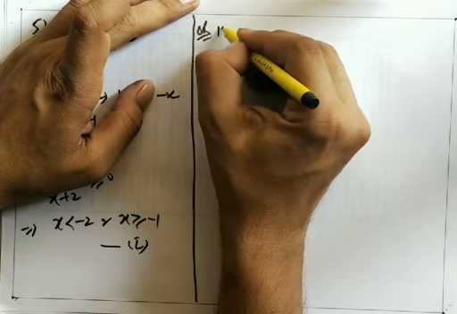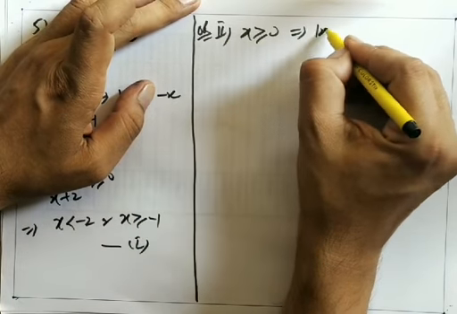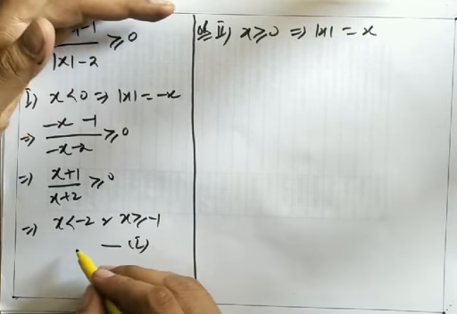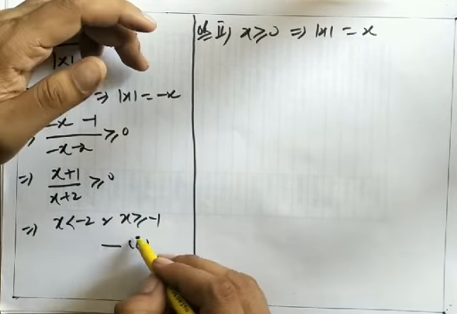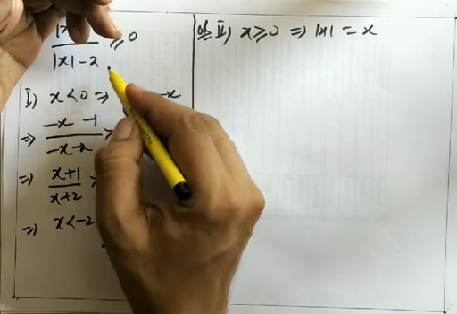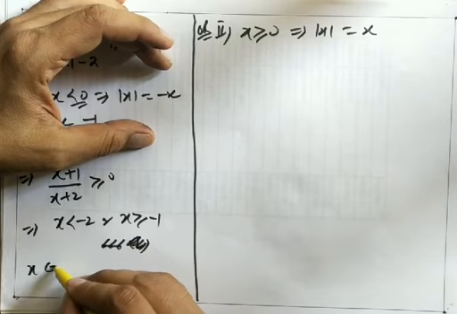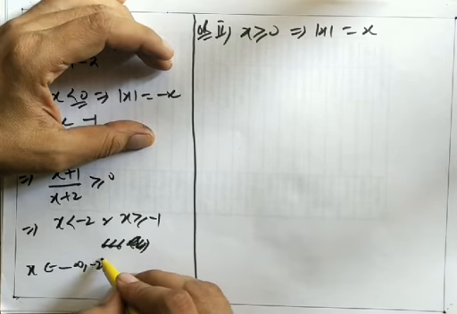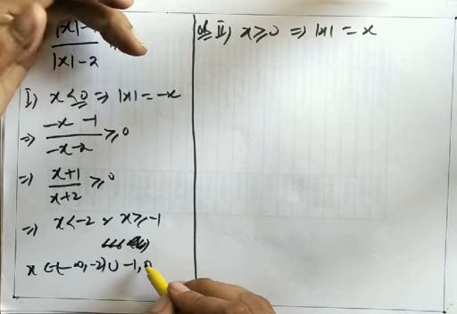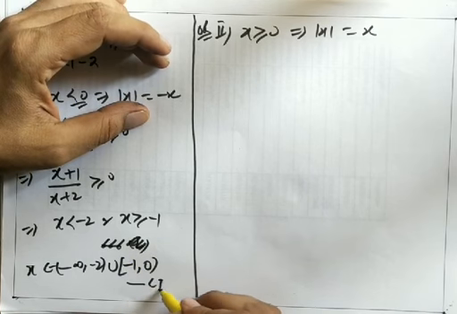For the second case, x is greater than or equal to 0. So that means mod of x is replaced by x. And here in the first case we know that x is less than 0 also. The final answer will not be this for the first case. We know that x is less than 0 also here, and this will also be considered. So this will be x belongs to minus infinity comma minus 2 union minus 1 comma 0, because it has to be less than 0 always. So this will be the final answer for the first case.